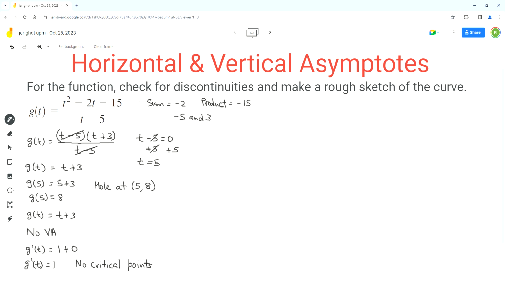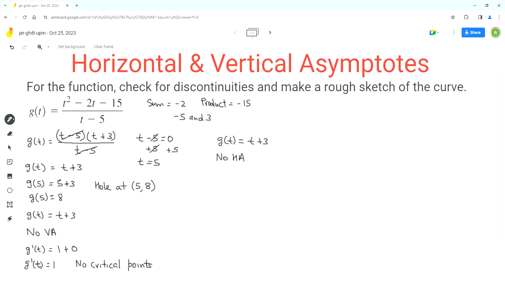Now we can find the horizontal asymptote, if any. Since g of t is a linear function in its simplified form, there is no horizontal asymptote in a linear function. So we can conclude that there is no horizontal asymptote.